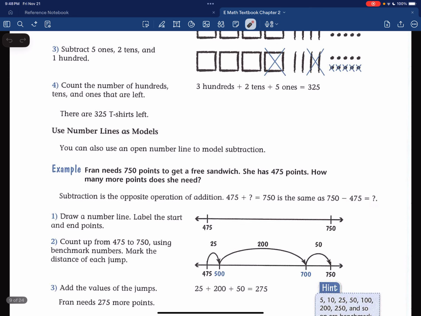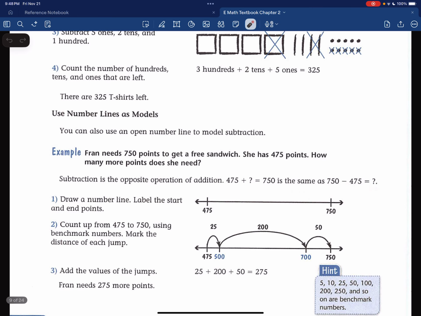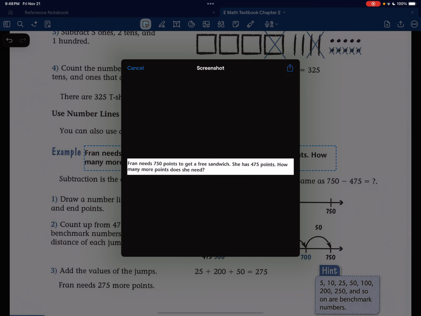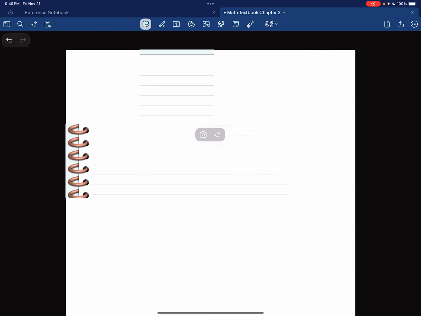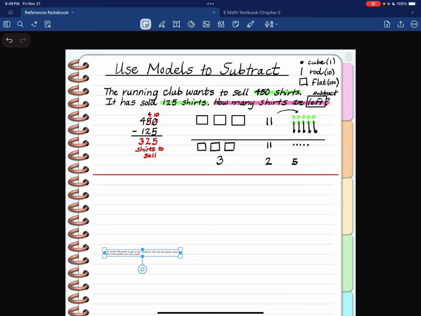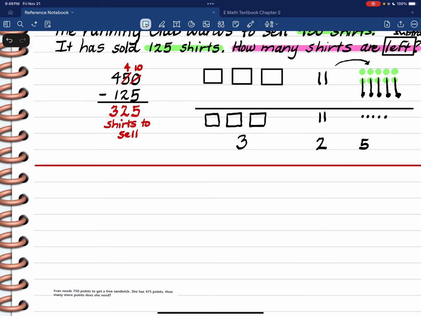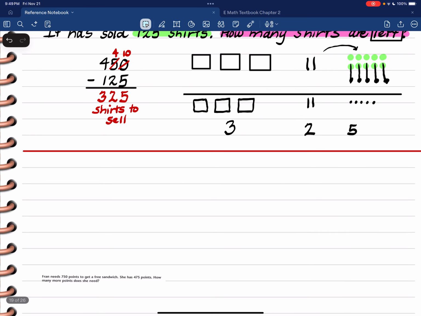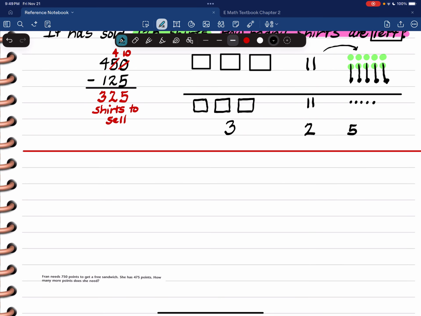You can also use an open number line to model subtraction. Fran needs 750 points to get a free sandwich. She has 475 points. How many more points does she need? So again, let me just take a picture of this and we'll bring it over to our worksheet to work on it right here. But let's write it into our notes because we can't write in the textbook. Unless your teacher has told you that you can write in the textbook, but I'm guessing probably not.